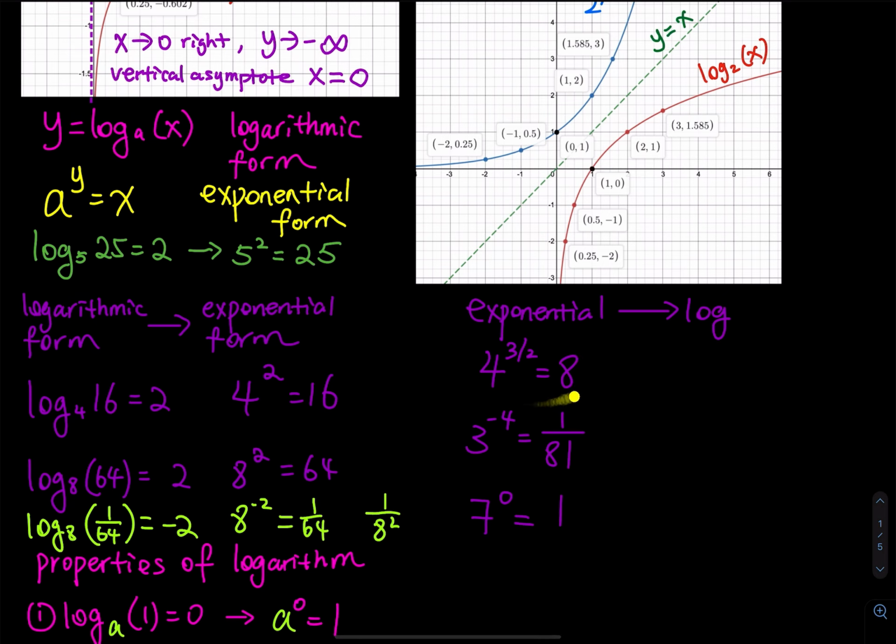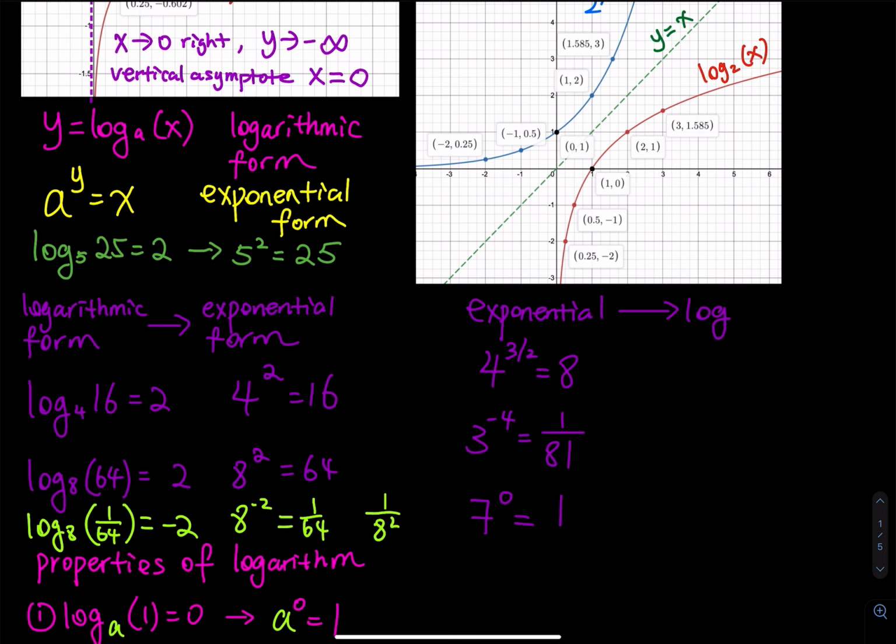How about from exponential form back to logarithmic form? So from exponential back to logarithmic, this is 4 to the 3 over 2 power equals 8. The half in the exponent is a square root. The square root of 4 is equal to 2. 2 raised to the third power is equal to 8.